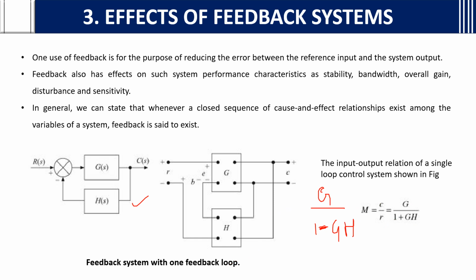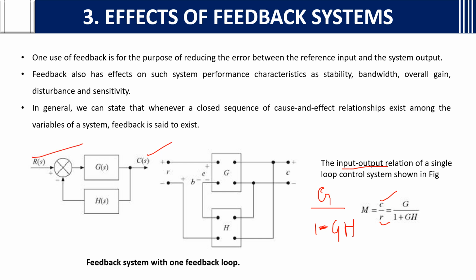The input-output relationship is nothing but the transfer function, that is M, or we can denote it by T, or sometimes even it is denoted as TF. We can denote it with any of these. So transfer function is nothing but the input-output relationship of the control system, which is nothing but the output by input. Output is C, input is R.